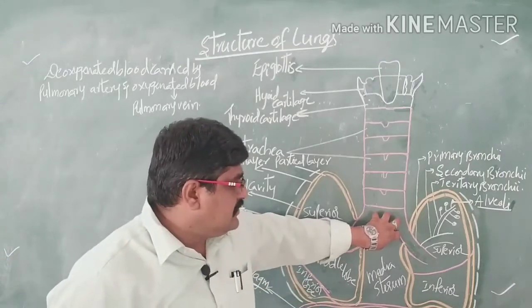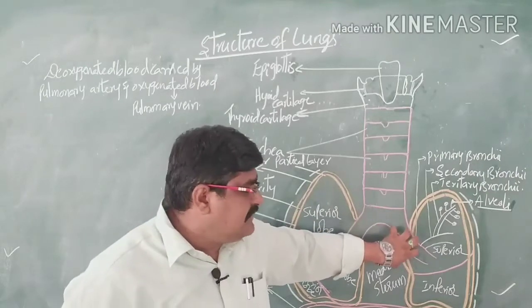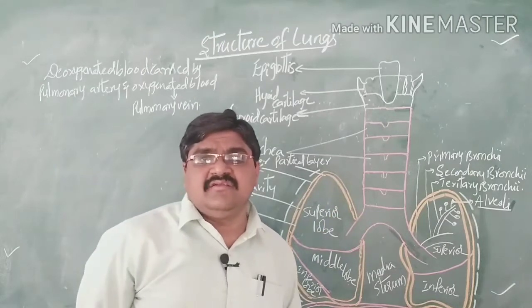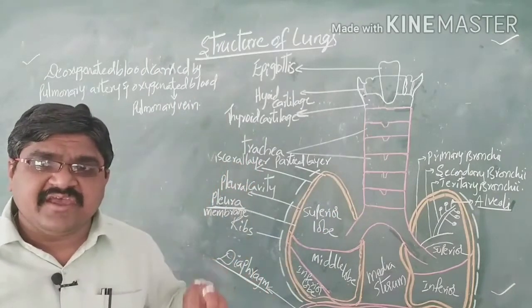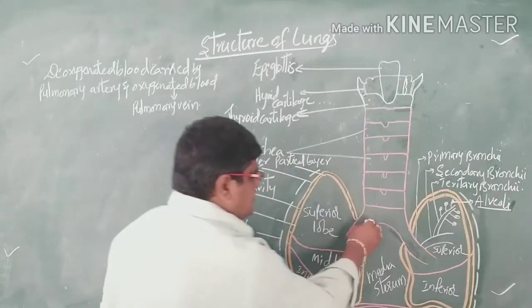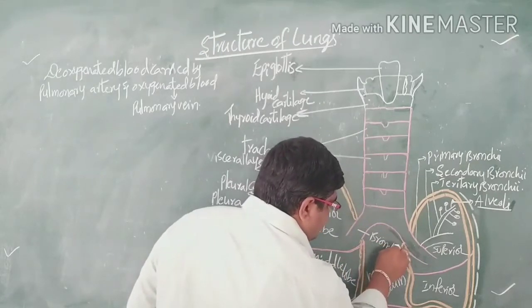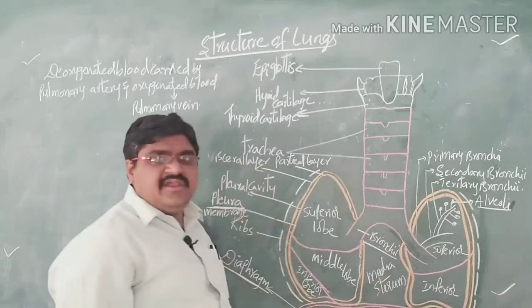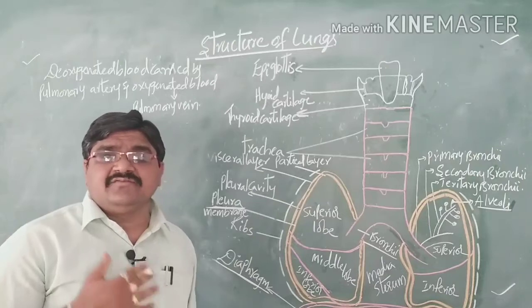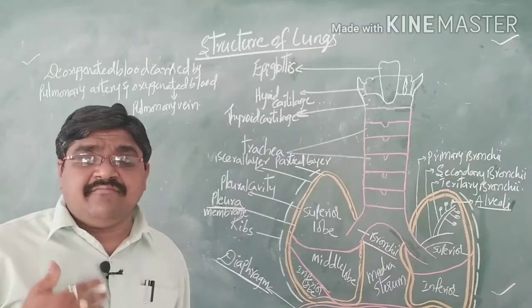Also, in the lungs, the trachea is divided into 2 structures. They are called the bronchi, that is the right and left bronchus. The region where the trachea enters the lungs and divides is called the bronchi. This bronchi is divided into right and left bronchi, which enter into the lungs.